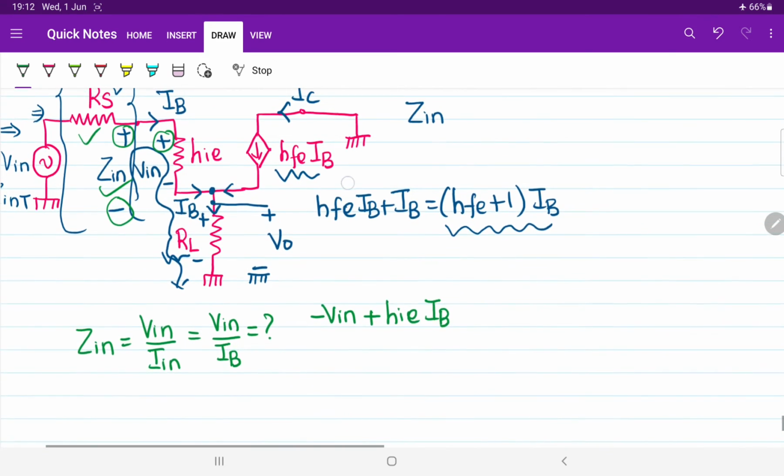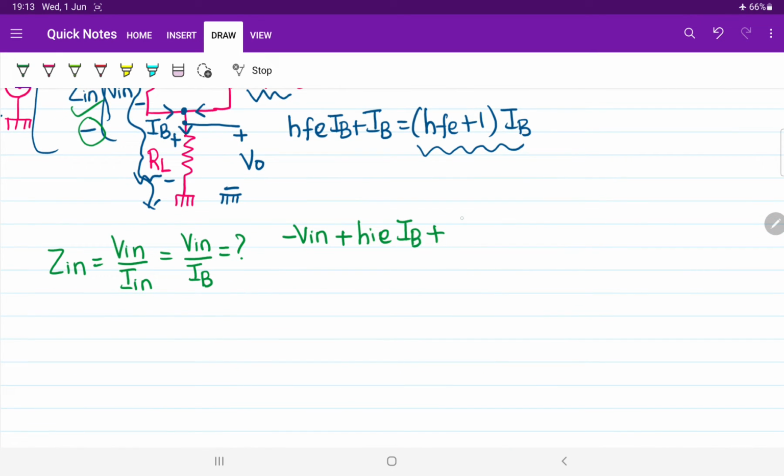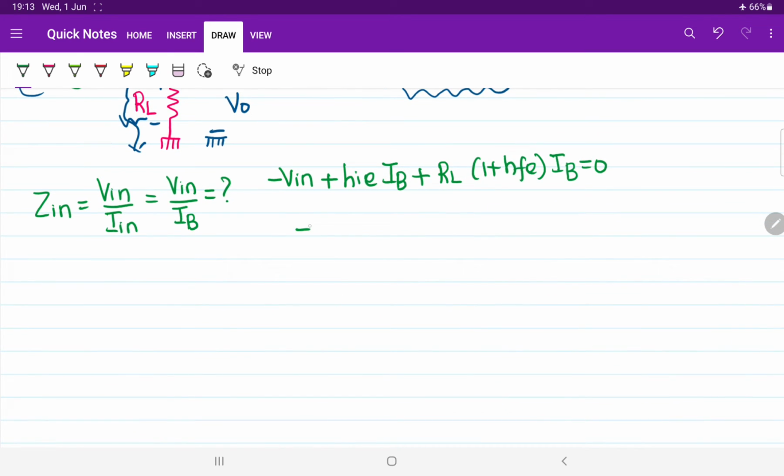If you multiply the resistance with the base current, you will be getting voltage drop. After that, the voltage drop across the load resistance RL is RL into (1 plus HFE) into base current IB, will be equal to 0. Now if you observe this expression, you can keep minus Vn on one side, and pass the rest of these two terms to the right hand side, such that overall it will become minus of, take base current IB outside, then it will become HIE plus RL into (1 plus HFE).